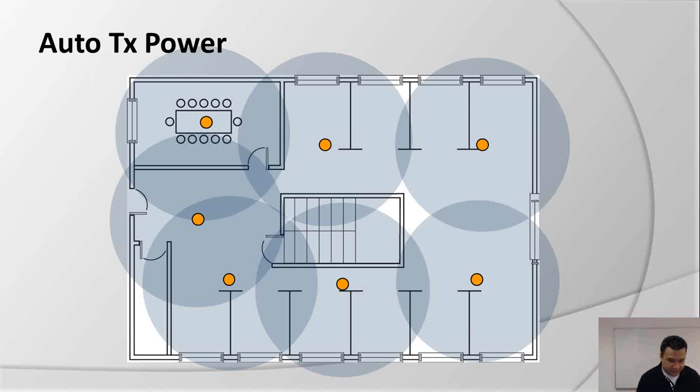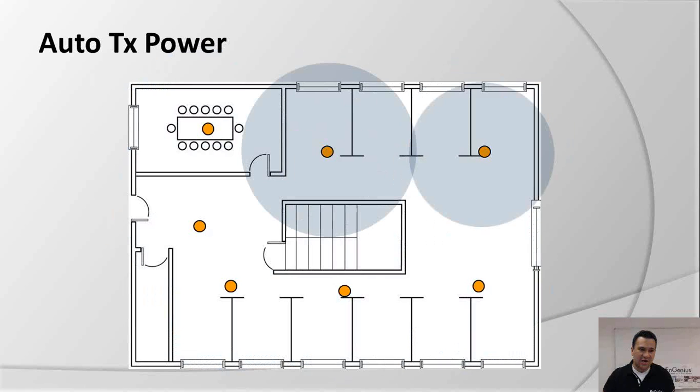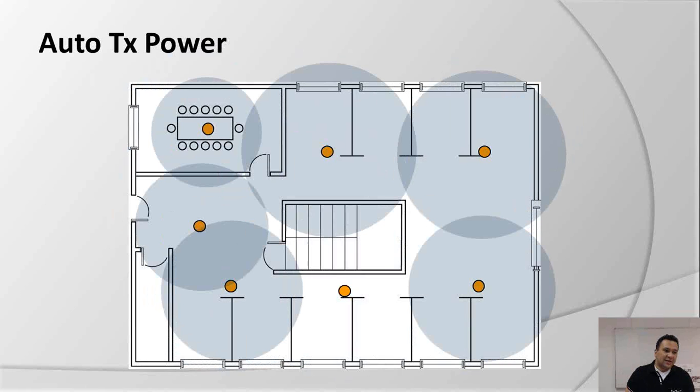optimize the deployment. So after auto TX power is enabled and after a scanning, then the system will adjust the power of the access points according to the most optimal way that the system thinks that it will work. So after this, it will look like this, and you see that especially the left access points will be decreased in the power, but still have coverage for the whole building.